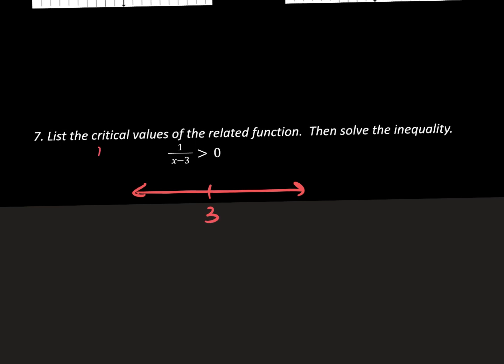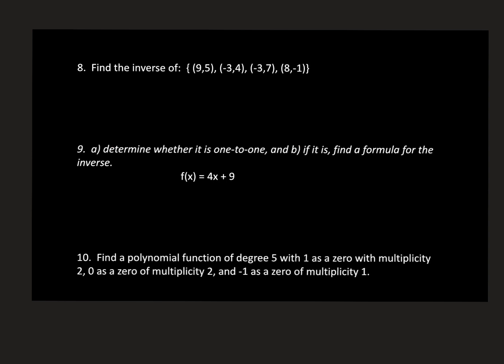Plug in 100. If I plug in 100, I get 1 over 97, which means everything over here is positive. Everything over there is negative. And because it says greater than 0, that means I'm looking for positives only. Where's the positive? It's everything past the 3. And I'm going to go 3 to infinity. That's going to be my answer. Because there's no equal sign, that's why I use parentheses there.